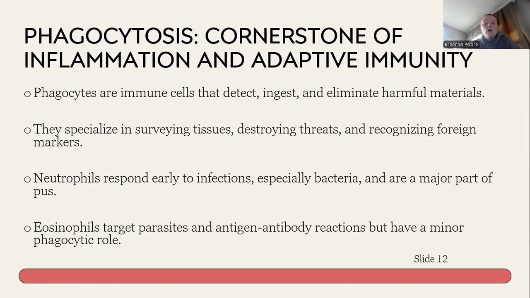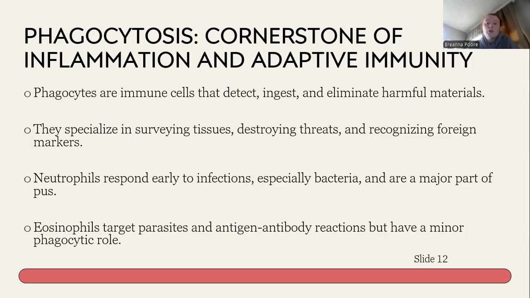Phagocytes are immune cells that detect, ingest, and eliminate harmful materials. Their main types are neutrophils, monocytes, and macrophages. They specialize in surveying tissues, destroying threats, and recognizing foreign markers.